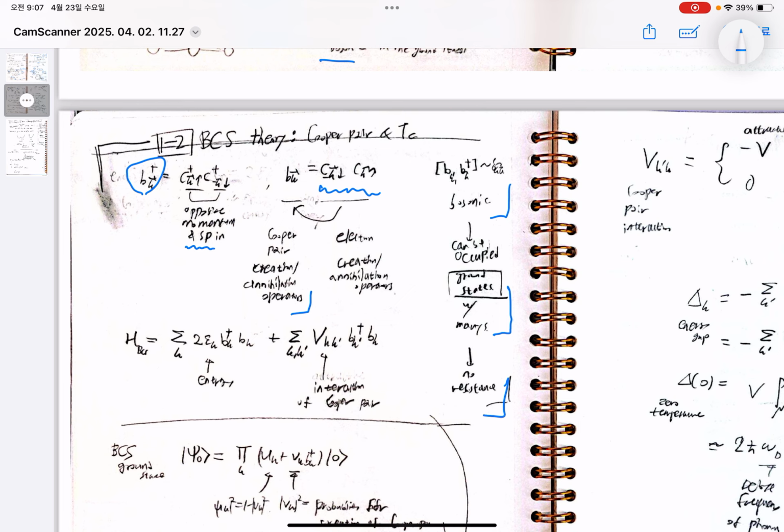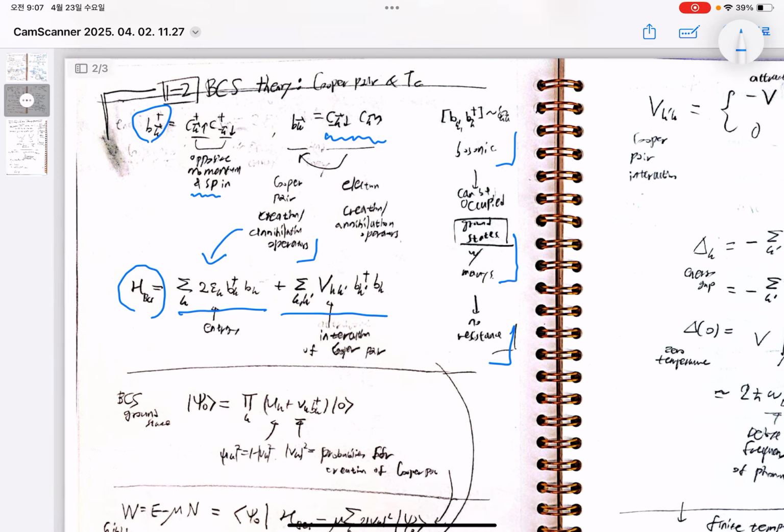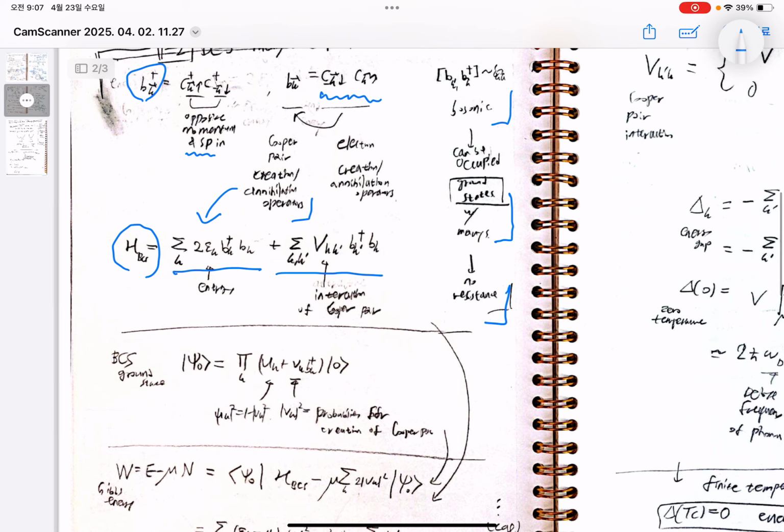And by using this B and B dagger, we can construct the Hamiltonian for the BCS theory. The bosonic sum is given by the energy. This is the same as the typical harmonic oscillator, and there will be the interaction term because this is not a free theory: the interaction between the Cooper pairs. And we can obtain the BCS ground state from this Hamiltonian.